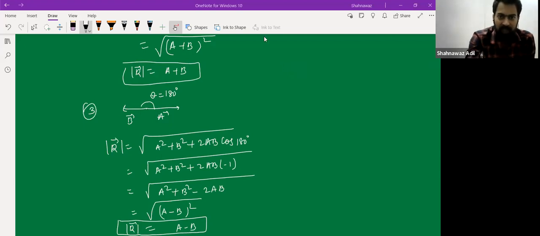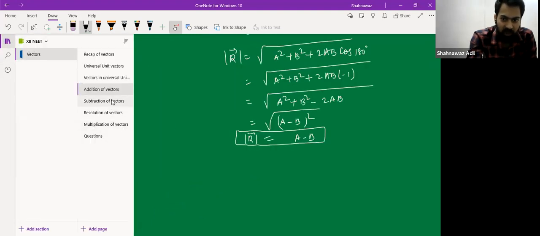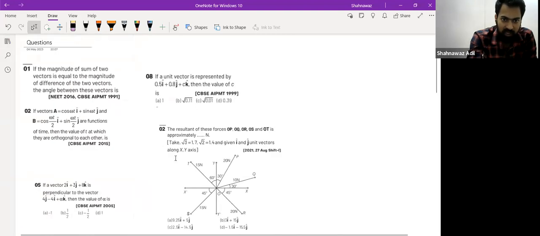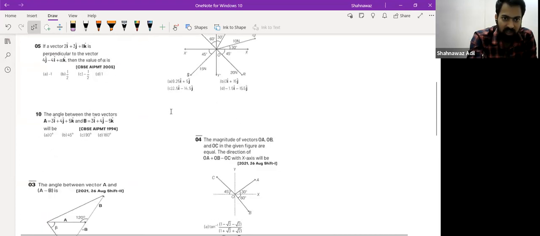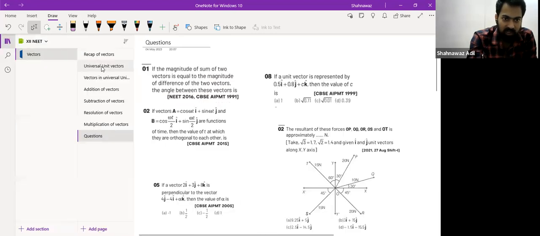Okay, that's good. So these are the three special cases. Now let us do one NEET problem. I wanted to recap these parts, and then go into the questions that I have prepared. There were so many, right? So in the next class I will be doing these questions, but before that I needed to complete the recap of this theory part.